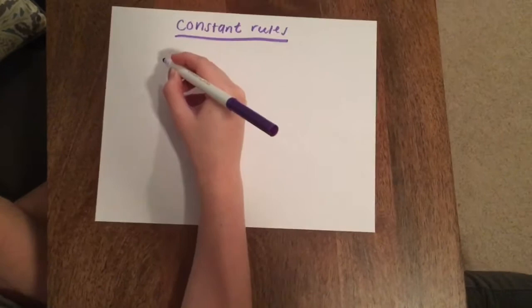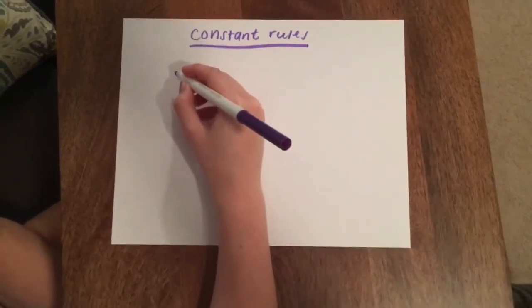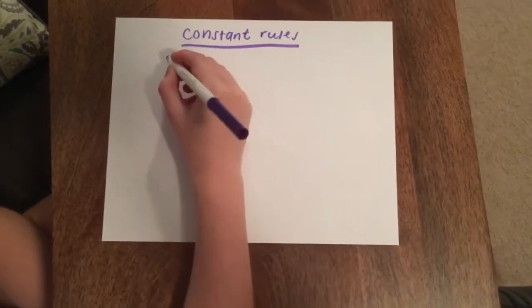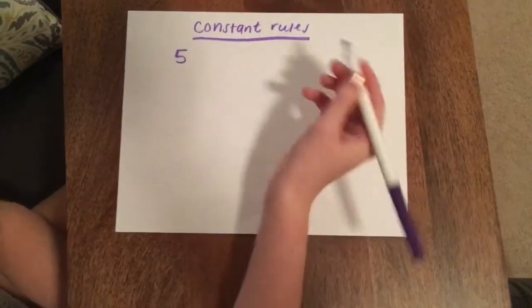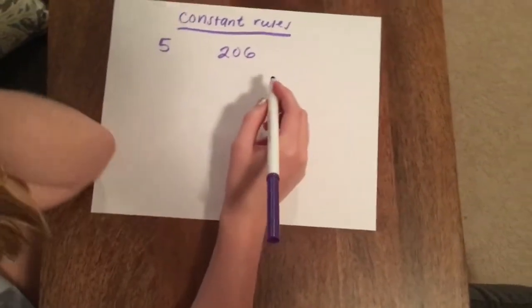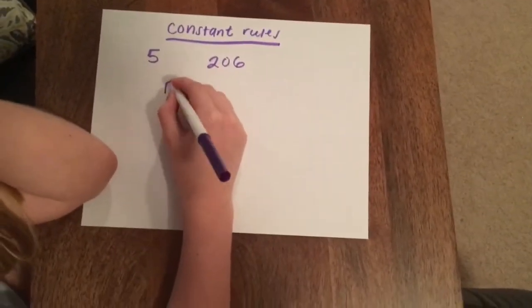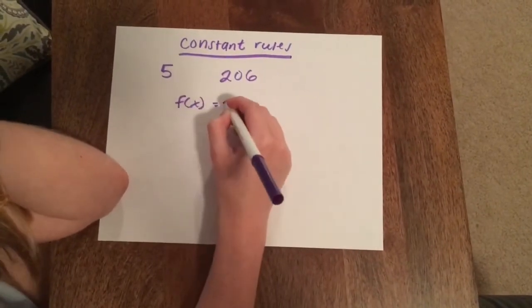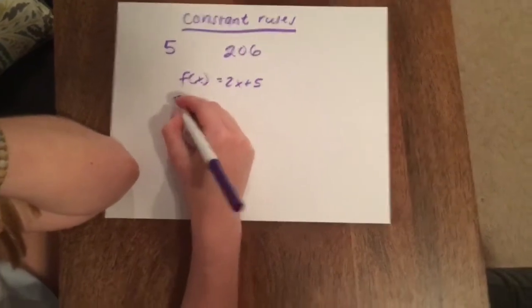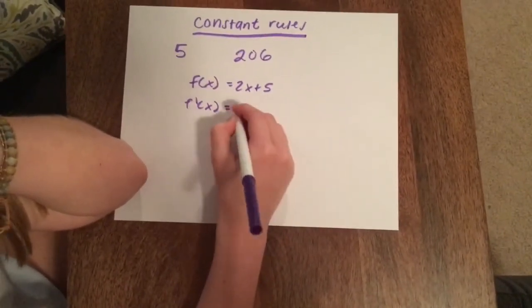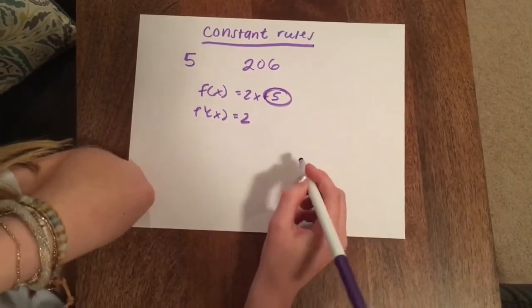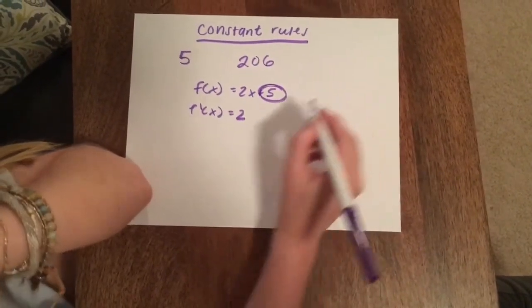So another important factor of derivatives is constants. It's not exactly a rule, but if you don't know what a constant is, it's just simply a number without a variable, like 5 or 206. It doesn't really matter. But the point is that if you have a function, say f of x equals 2x plus 5, and you want to take the derivative of it, it's just going to end up being 2, and you're going to completely ignore the constant. Basically, if you take the derivative of a constant, it's going to be 0.